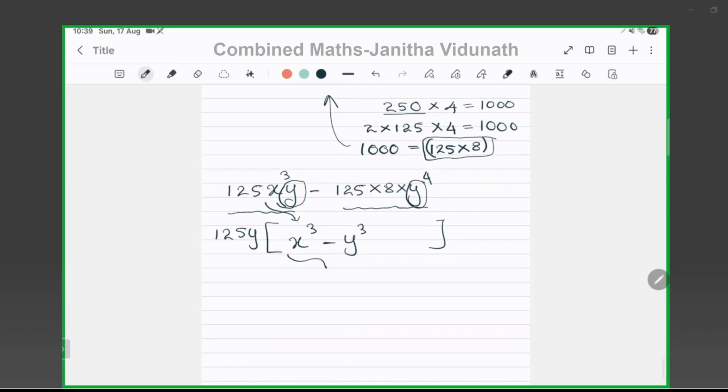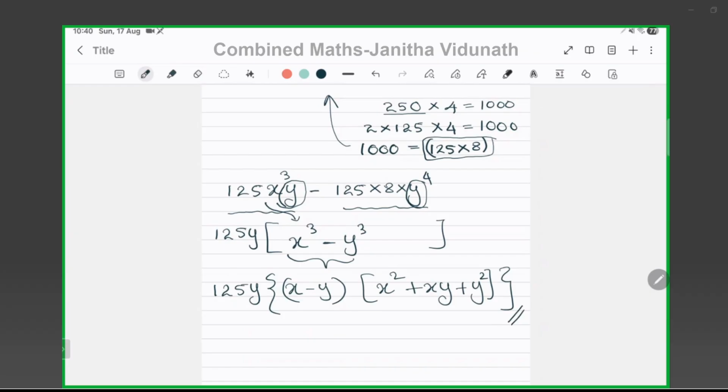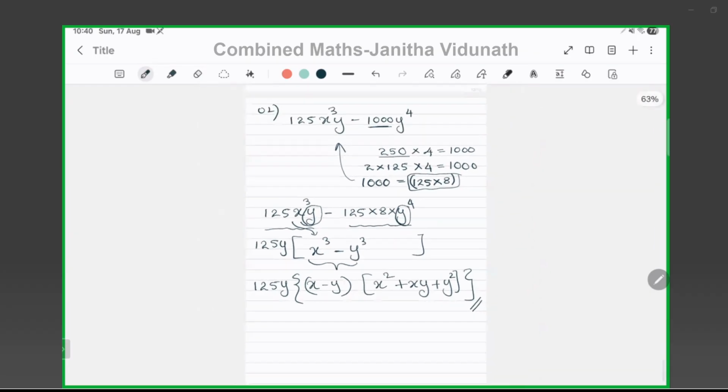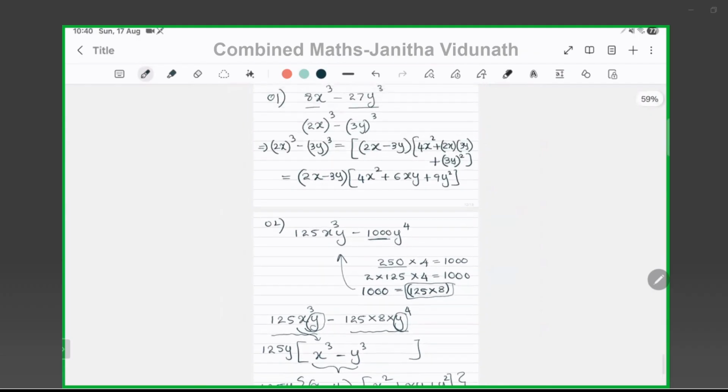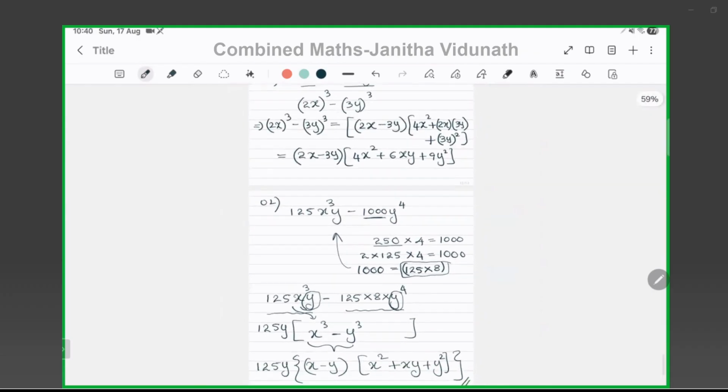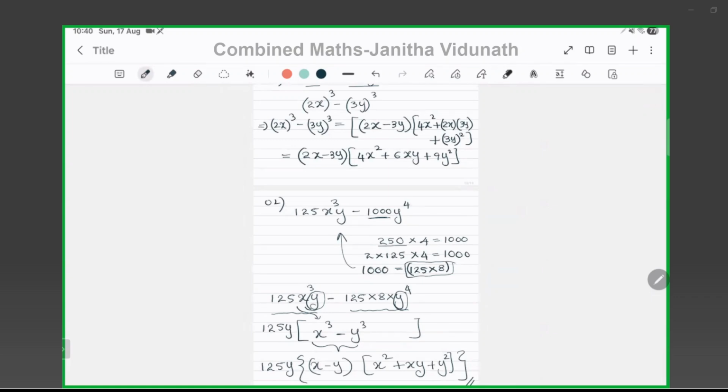Then we know the way how to factorize a difference of two cubes. Then our final result is 125 times y times (x minus y) times (x squared plus xy plus y squared). This is the final answer for the second question. So I will give 2 minutes to write down these two answers, and we'll do the last question after that.